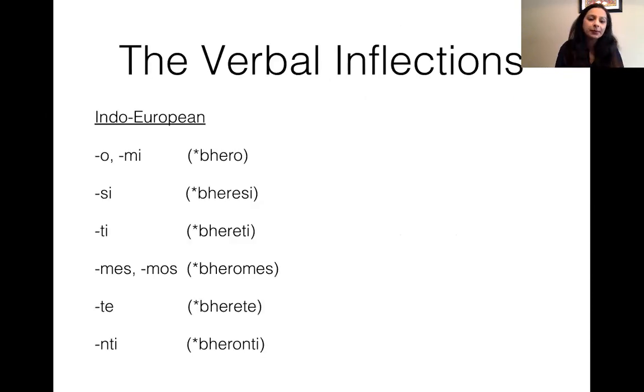So here is an example of verbal inflection. This is from Sanskrit, from the root bher. I've given you the inflections on the left-hand side, and I will read you the forms on the right-hand side. This is pero, peresi, pereti, peromes, perete, and peronti. Right? So you can see the inflections are o, and sometimes it's me, si, thi, mes, mos, the, and inti.